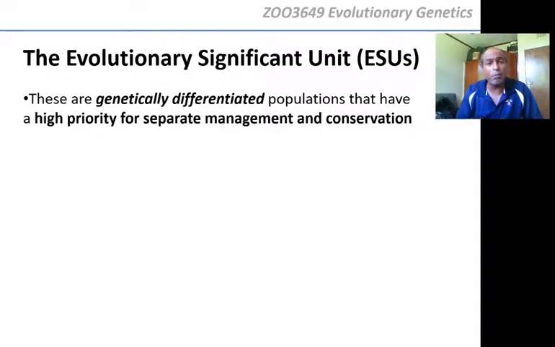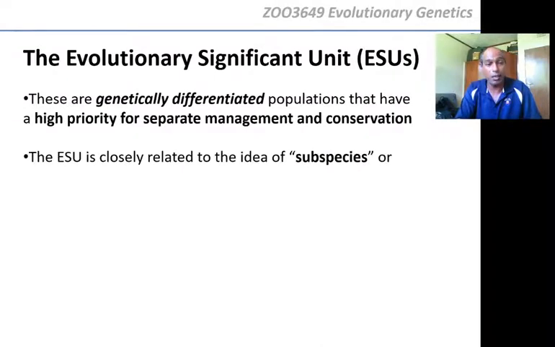If evolution took 1 million years to produce two populations, then you will need another 1 million years to recreate them if they go extinct. And we don't have 1 million years. So that's why we need to conserve these, right? Because we don't have the opportunity to get them again. That's how special they are. So the ESU is the most significant unit.